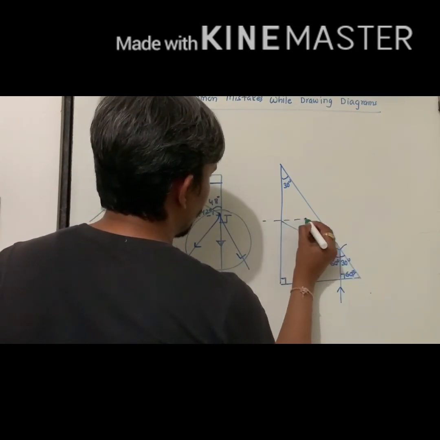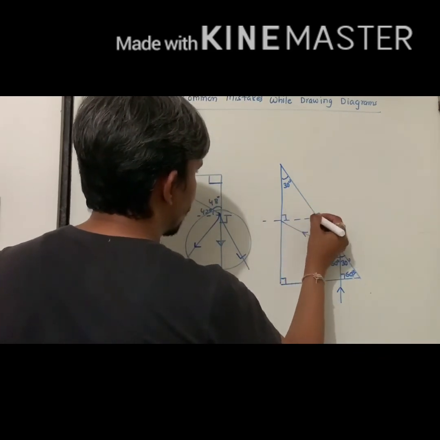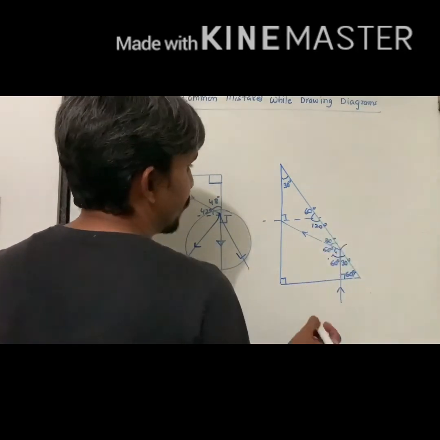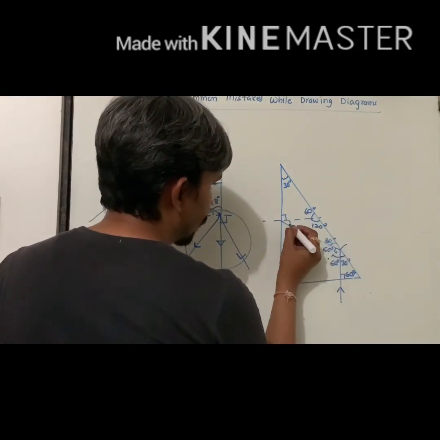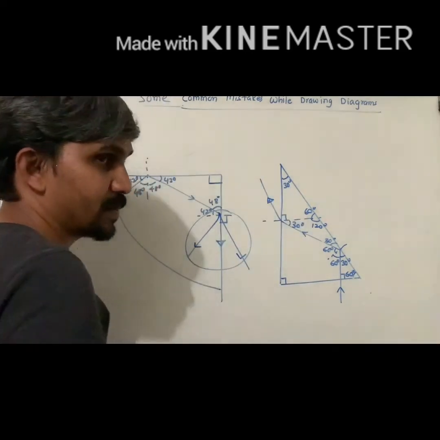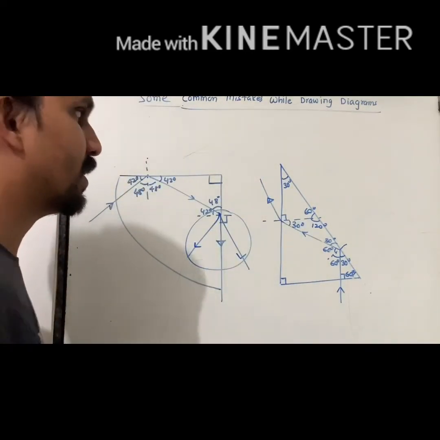Right? I will draw the normal over here. This is 90. This is 30. So this is 60 degree. If this is 60, so this comes out to be 120 degree. This is 120, this is 30, so this has to be 30 degree, less than critical, therefore it will reflect like this. But many students are making mistakes in this part.